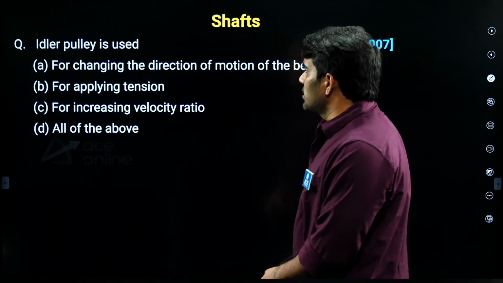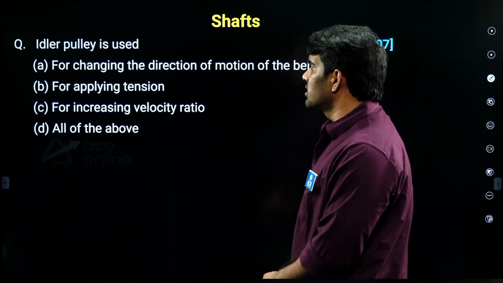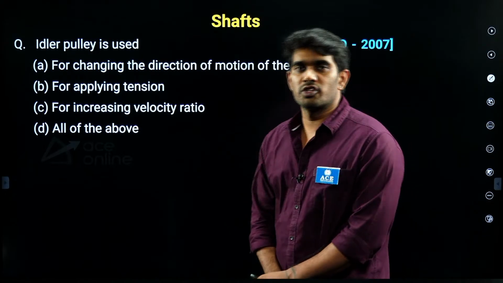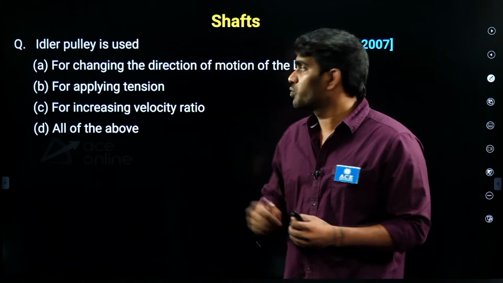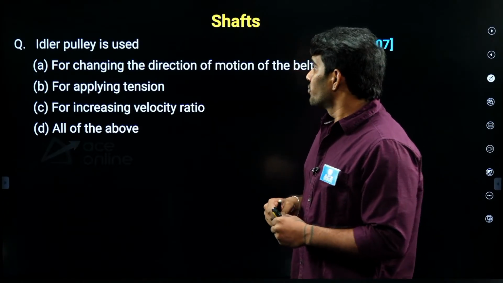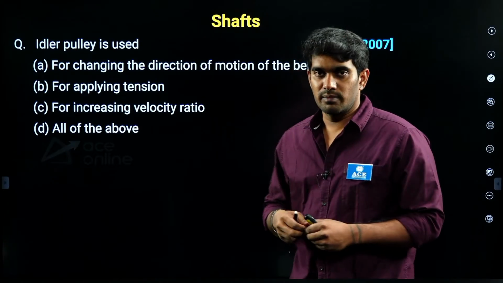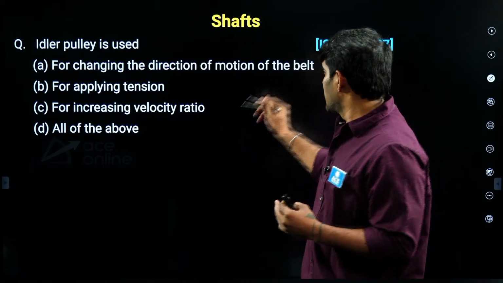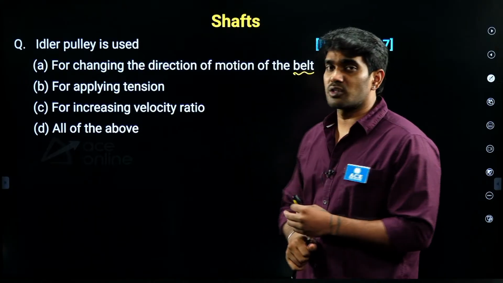So here, let's see some questions on shafts. Idler pulley is used. Why are we using an idler pulley? Generally, in between we are making use of one more pulley. What is the reason? For changing the direction of motion of the belt. As he considered belt, this is a topic from the belt.